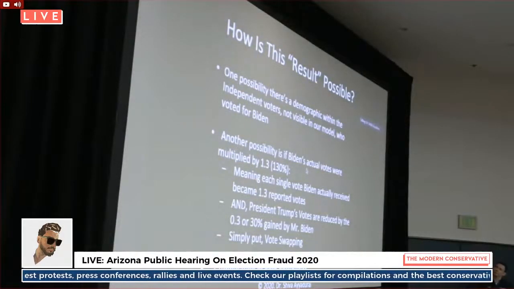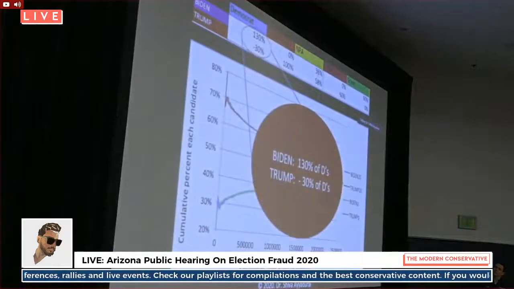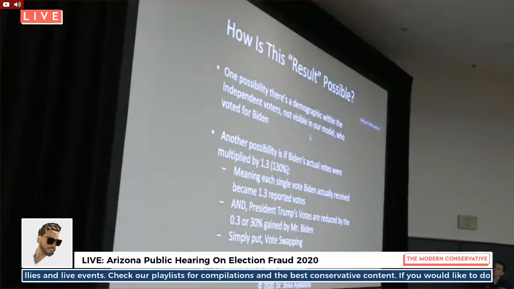Well, one possibility could be there's a demographic within the independent voters, this group here, this 58%, not visible in our model, who voted for Biden. Again, we would need to get more access to data, which is, by the way, very difficult to get access to. Another possibility is that Mr. Biden's actual votes were multiplied by 1.3, which is 130%, meaning each single vote Mr. Biden actually received became 1.3 reported votes. There was an increase in the weighting of a vote given to Mr. Biden, and President Trump's votes are reduced by that 0.3 or 30% gained by Mr. Biden. Simply put, you could call this vote swapping, or there could be a combination of both.